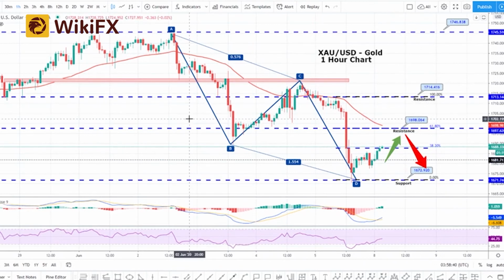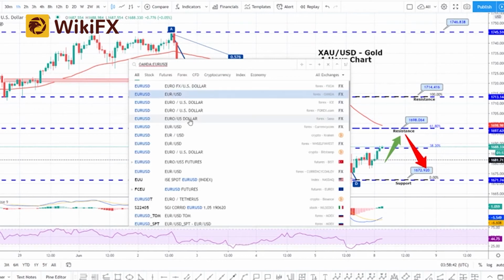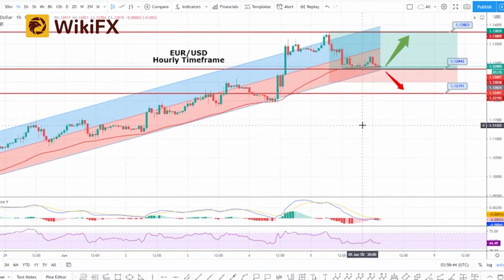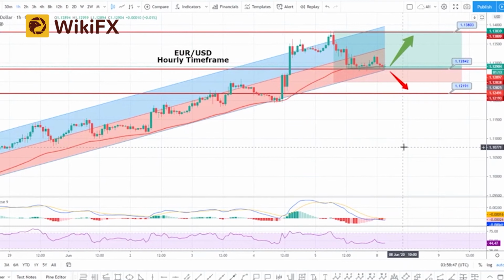Let's take a look at the Euro USD. Okay, so guys, Euro USD, as you see, the market is retracing back. The RSI and MACD are still in the bearish zone. These are suggesting the selling trend in the market.